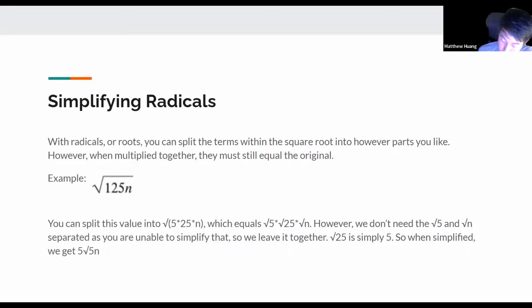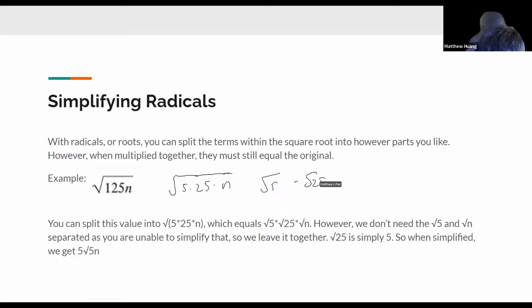So let's just do an example with this value right here. So it's root 125n, right? So you can split this into, inside, just make sure the inside is still the same. It's 5 times 25 times n, right? 5 times 25 is 125 and n still there. And with these square roots, there's a property, you can split them into separate square roots as well, as long as they're all square roots and not some other root. So 5 times root 25 times root n.